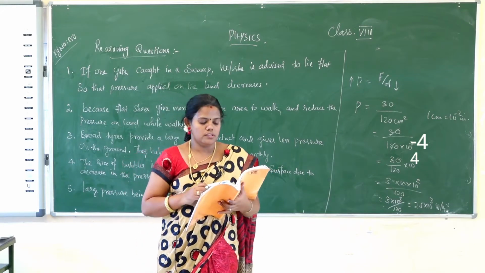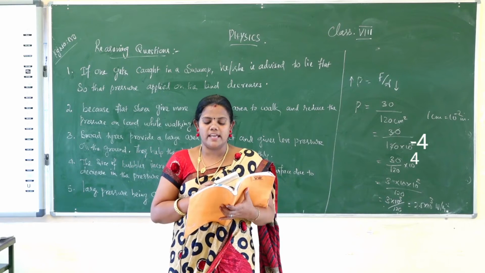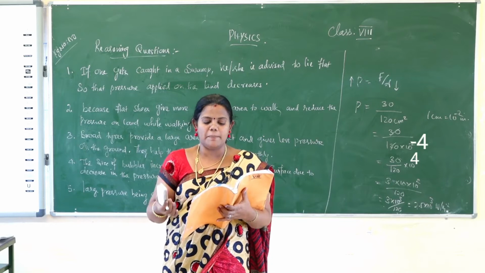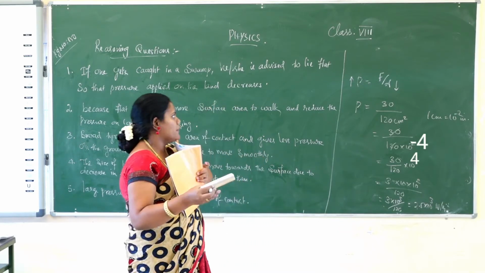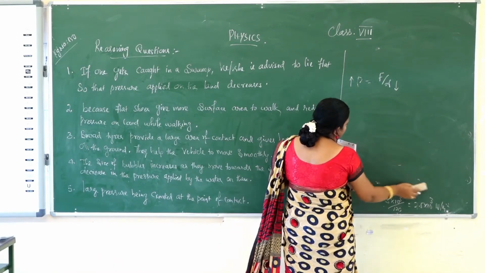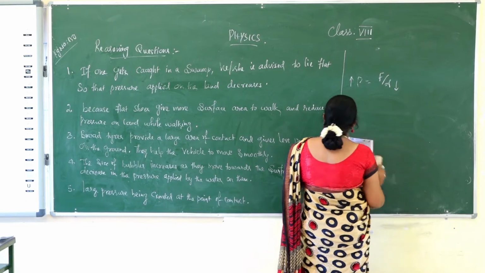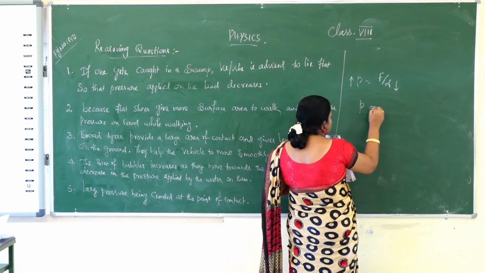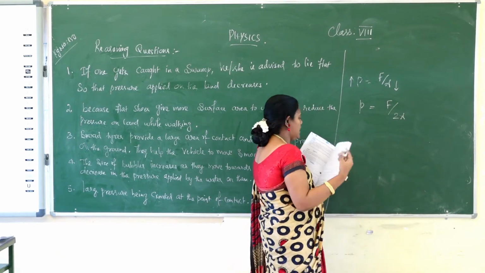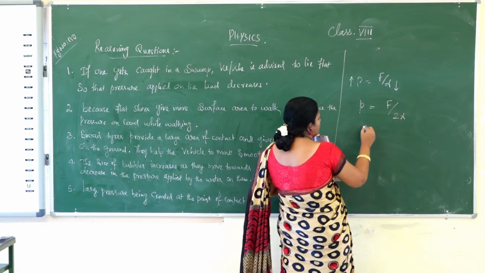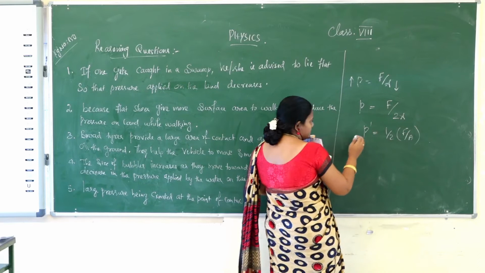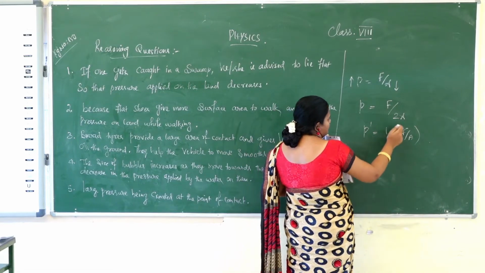Okay, next question: the force remains constant while the area is doubled. Then the pressure will... Force constant, area doubled, what happens to pressure? Area is in the denominator, so when it is doubled, the pressure decreases by half. So 2A. P dash, the second pressure, is equal to 1 by 2 F by A.